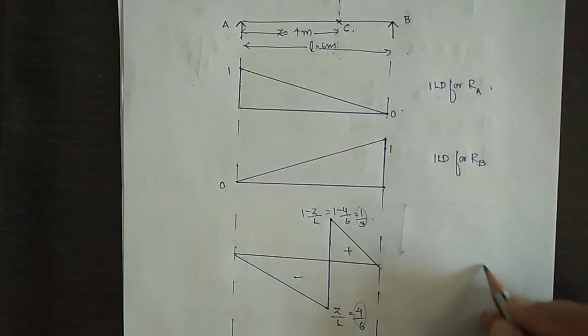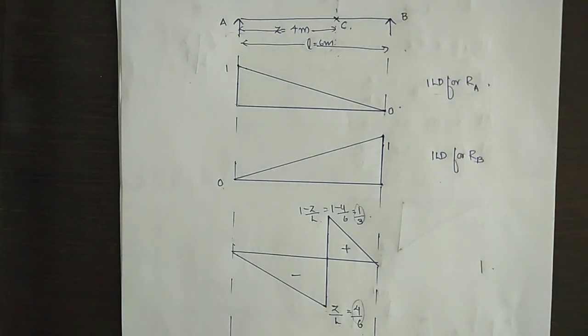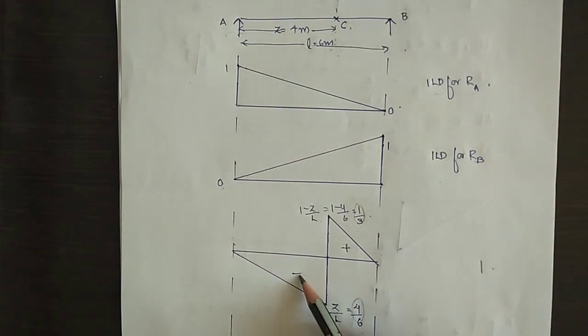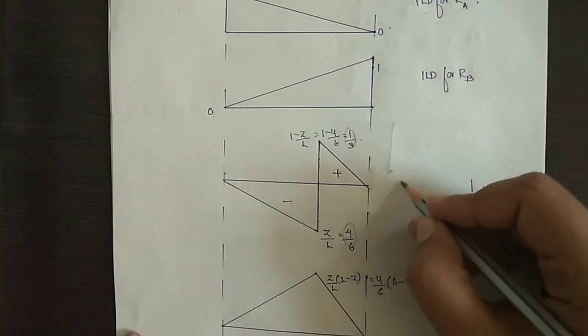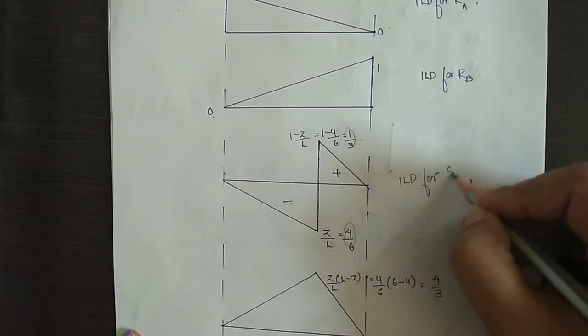Together, if these two give a summation of 1, what we have done is right. This portion is negative and this portion is positive. So, this is the plot of ILD for shear force at C.